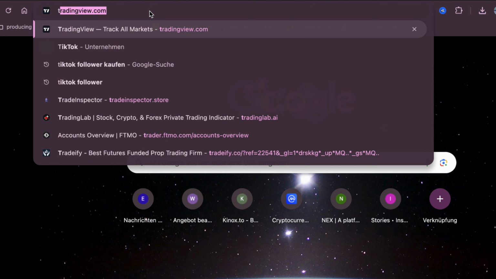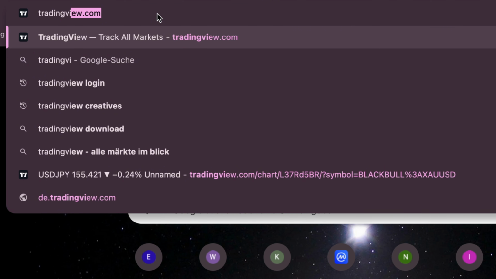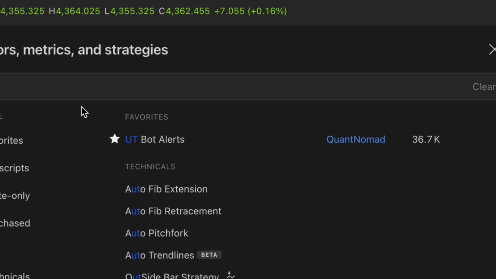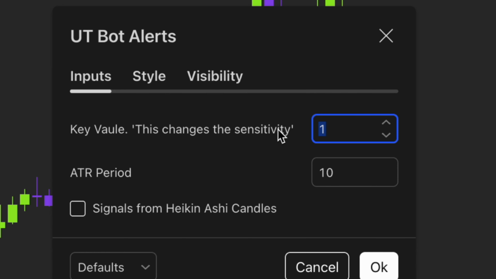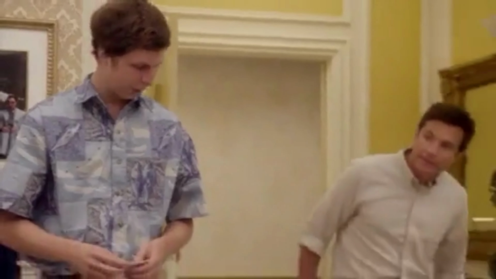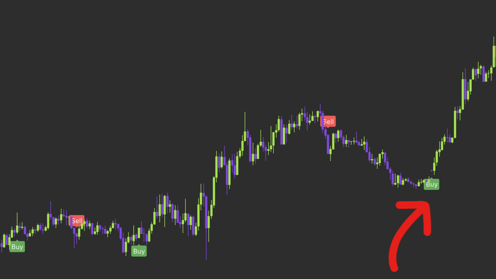Okay, let's set this up the right way. First, open up TradingView. Click on Indicators at the top. Now type in UT bot. You should see it pop up. Make sure you choose the one from Quant Nomad and click it. Now here's where most people mess up. Go to the settings and change the key value to 2 and then change the ATR period to 6. Got it? Good. Now look at your chart. You've got buy signals here and sell signals there. And they're working together like a dream team.